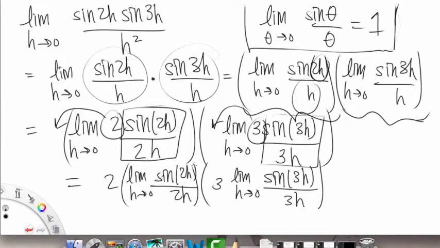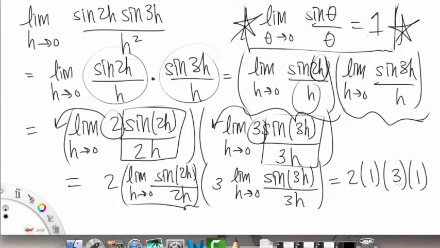The limit parts both go to 1, according to our key concept up here that we should remember. So this is going to equal 2 times 1, multiplied times another 3 times 1. This is just going to be 2 times 3, so overall the limit will equal 6.